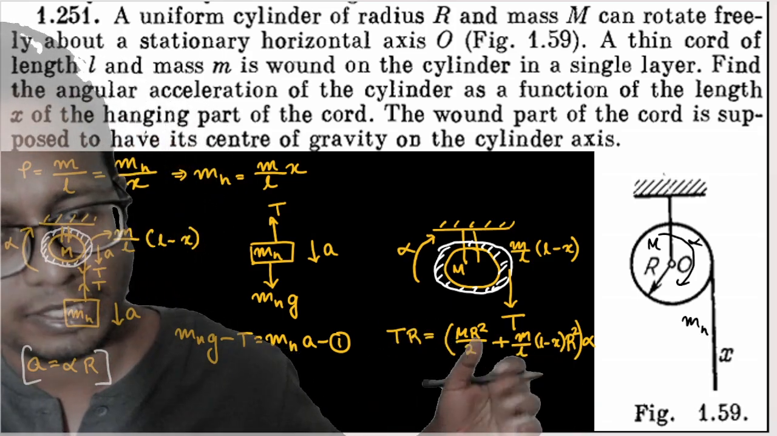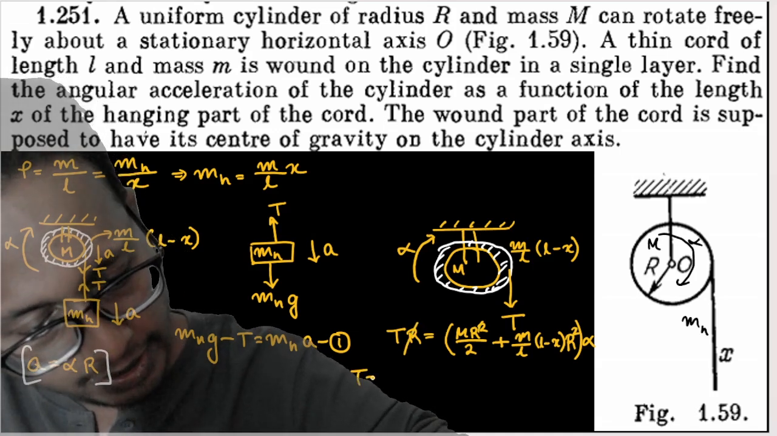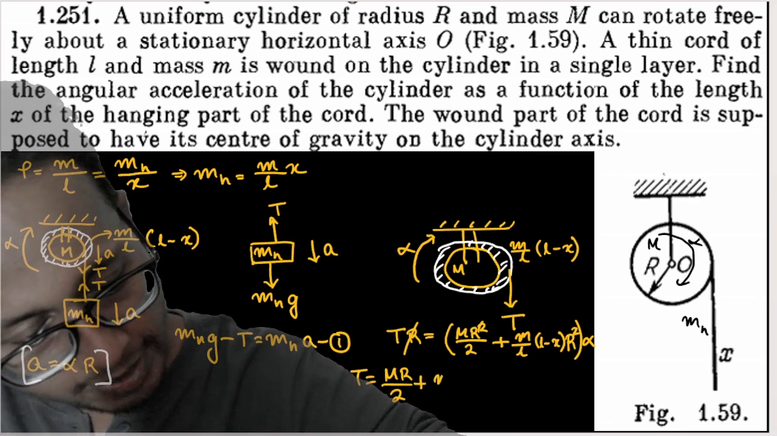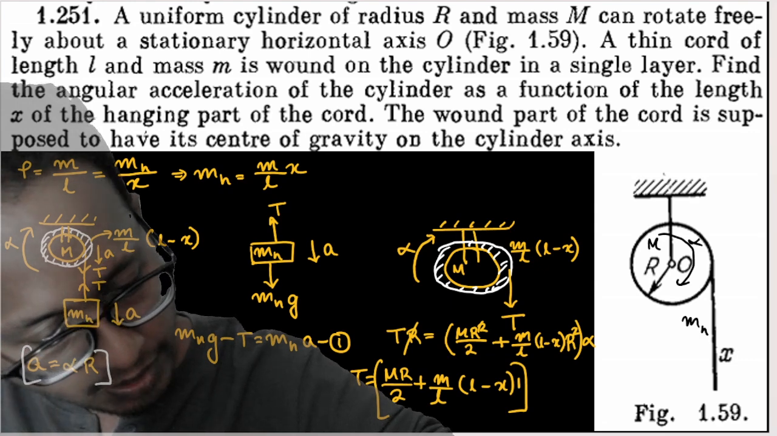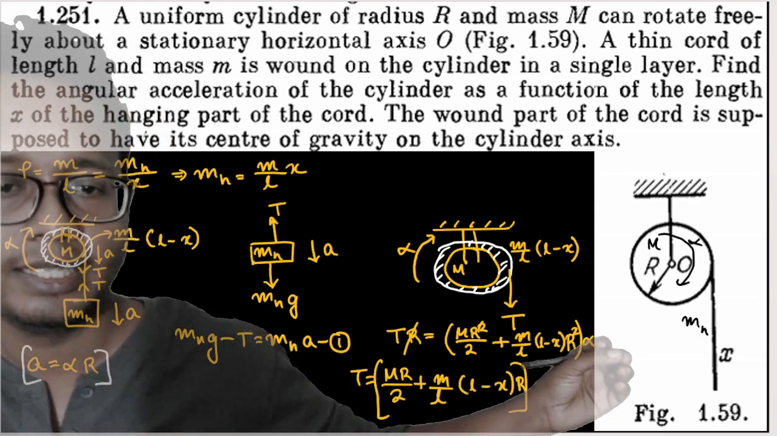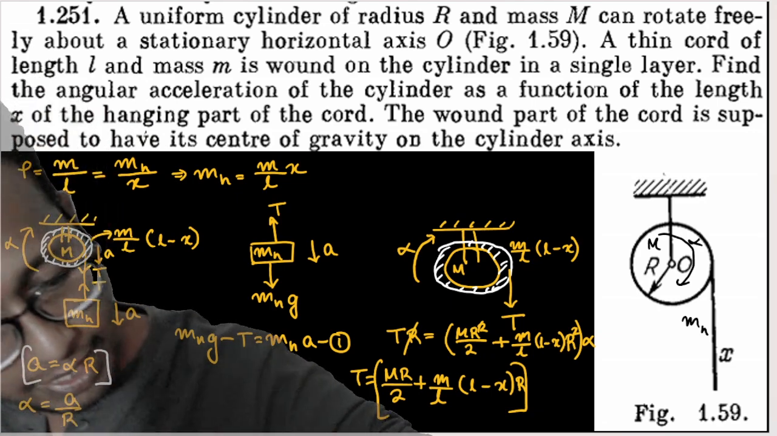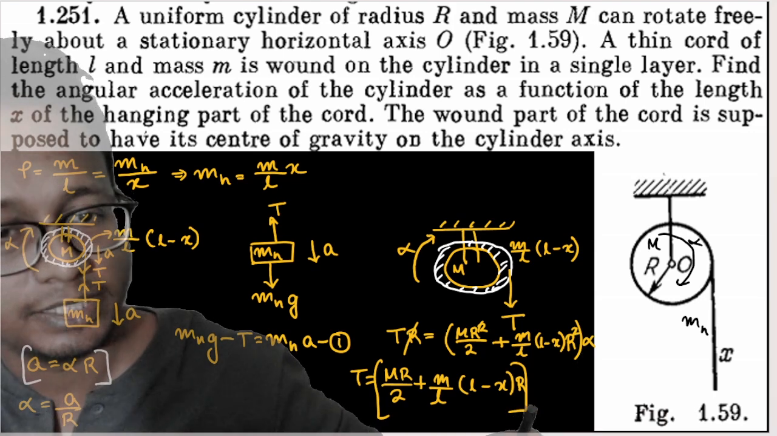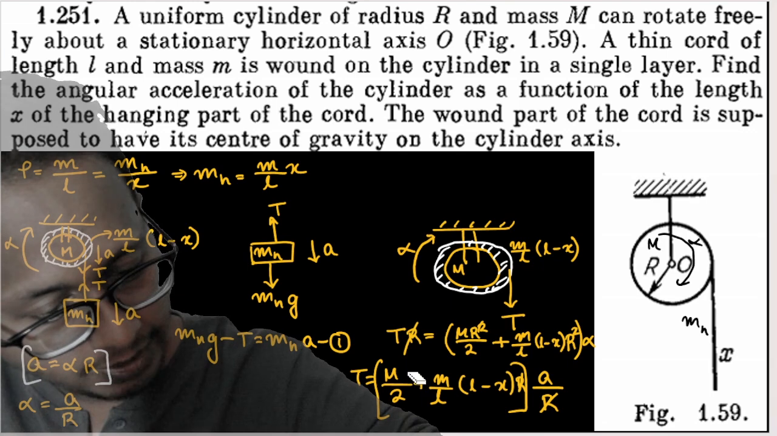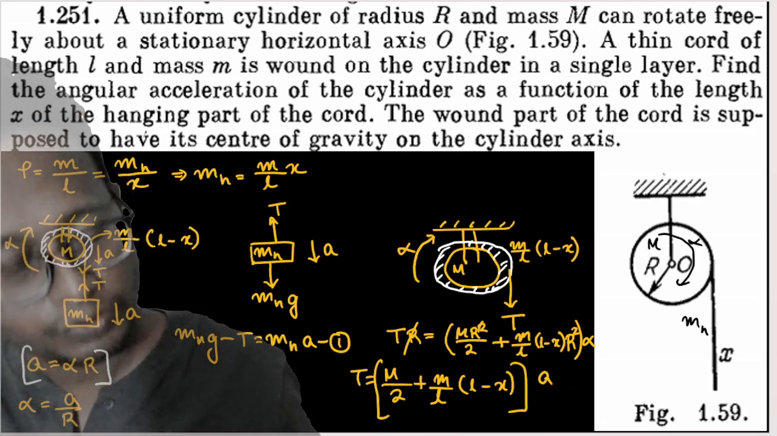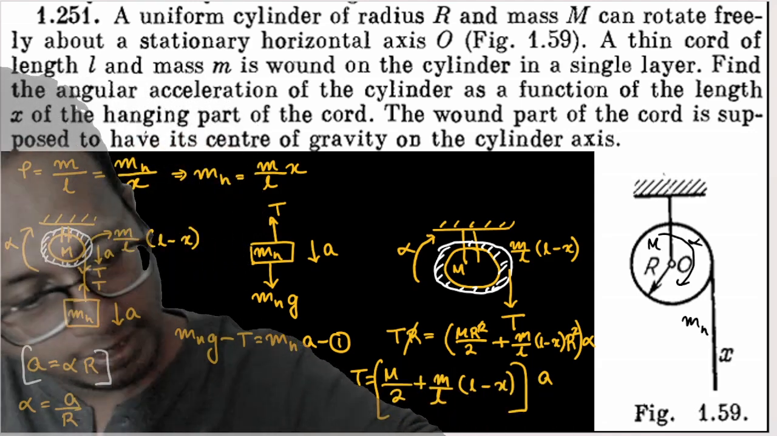Now let's simplify this part. Let's cancel this r in this square. So T is equal to m r by 2 plus m by l into l minus x, and I'm taking r common. Let's not take r common right now. Let's first simplify alpha. From this equation, I can get alpha is equal to a by r. So this alpha is reduced to a by r. Now this r and this r would get cancelled. So I get my equation T is equal to m by 2 plus m by l into l minus x into a. This is my second equation.